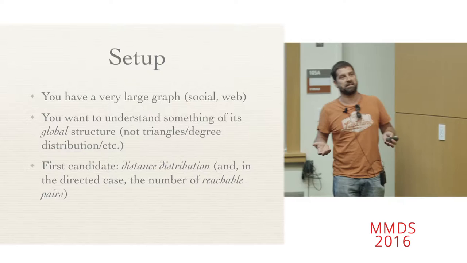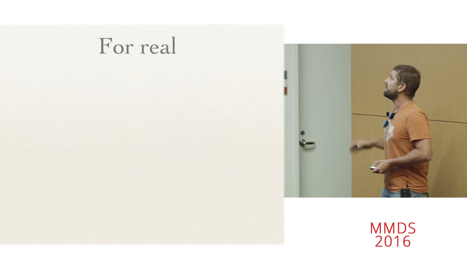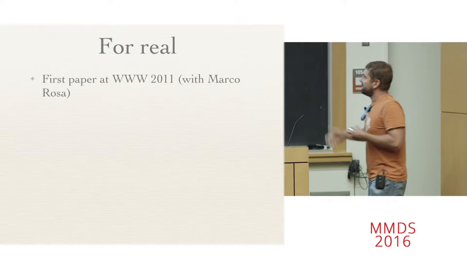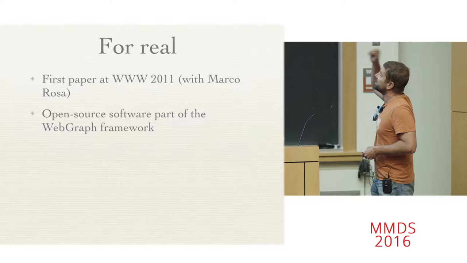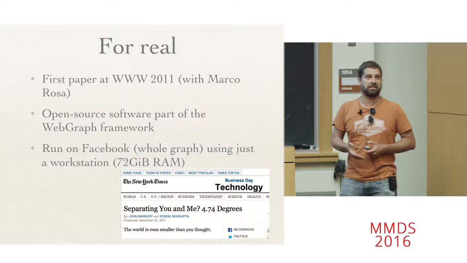Another thing that you want to understand is which are the important nodes, which is a theme going on in the social sciences for 60 years. But here, we will concentrate on a specific set of centralities. Now, let me insist on that. We're doing this for real. We started to do this in 2011. There is software that is part of the WebGraph framework. And actually, we were able to run it on the whole Facebook graph just using a workstation with 72 gigabytes of RAM. I mean, a piece of equipment costing a few thousand dollars.